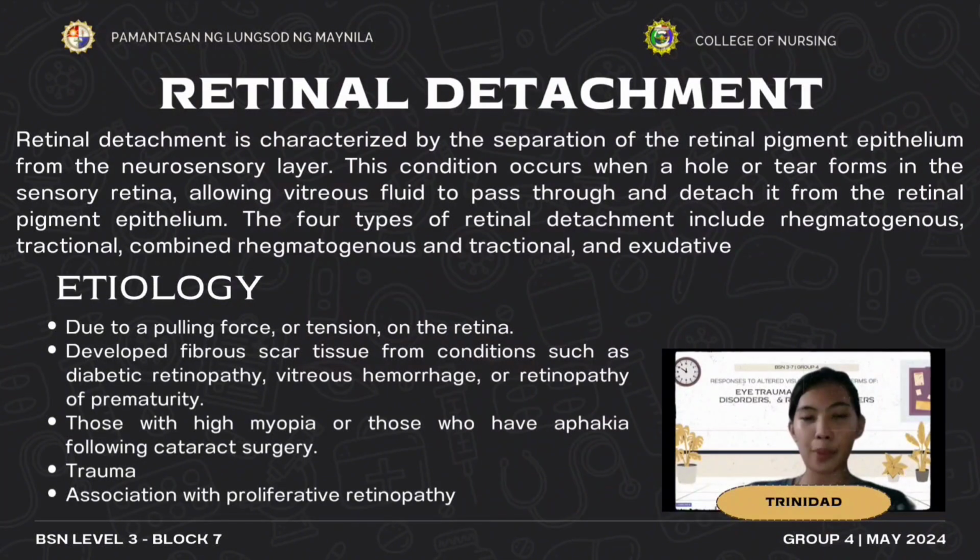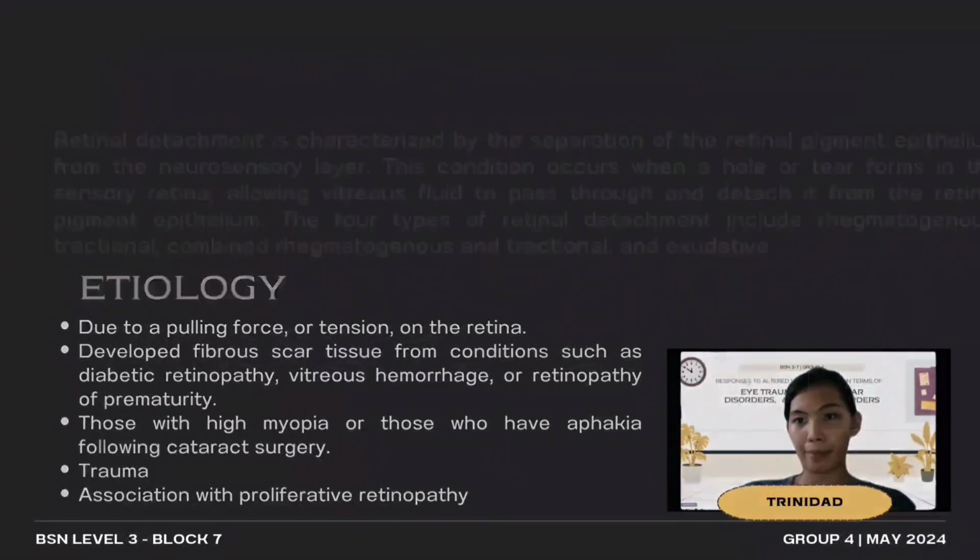Individuals at risk for this type of detachment include those with high myopia or those who have aphakia, which is the absence of the natural lens following a cataract surgery. Trauma can also contribute to the development of the rhegmatogenous retinal detachment. Additionally, between 5 to 10% of all cases of rhegmatogenous retinal detachment are associated with proliferative retinopathy, which is a condition linked to diabetic neovascularization.